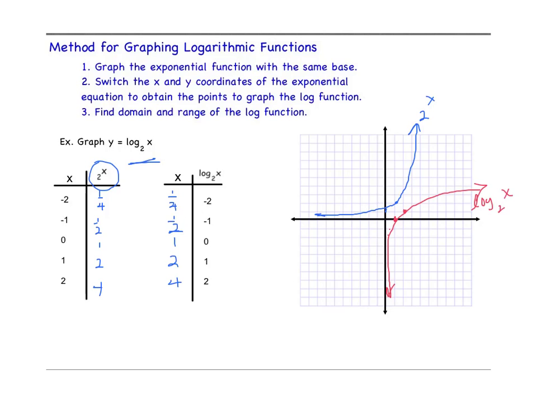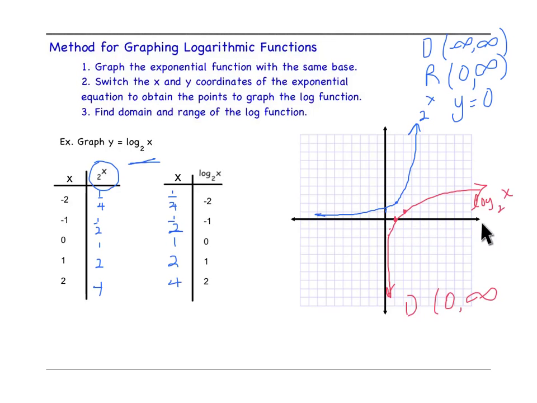Once again, you'll see it's a reflection over the line y equals x, and the domain and range change. So in an exponential function, in blue, the domain is all reals. The range is from 0 to infinity. The asymptote is the x-axis, which is y equals 0. For the log function, the domain goes from 0 to infinity. You can see that it starts here at 0 and goes towards infinity. The y, on the other hand, is all reals.